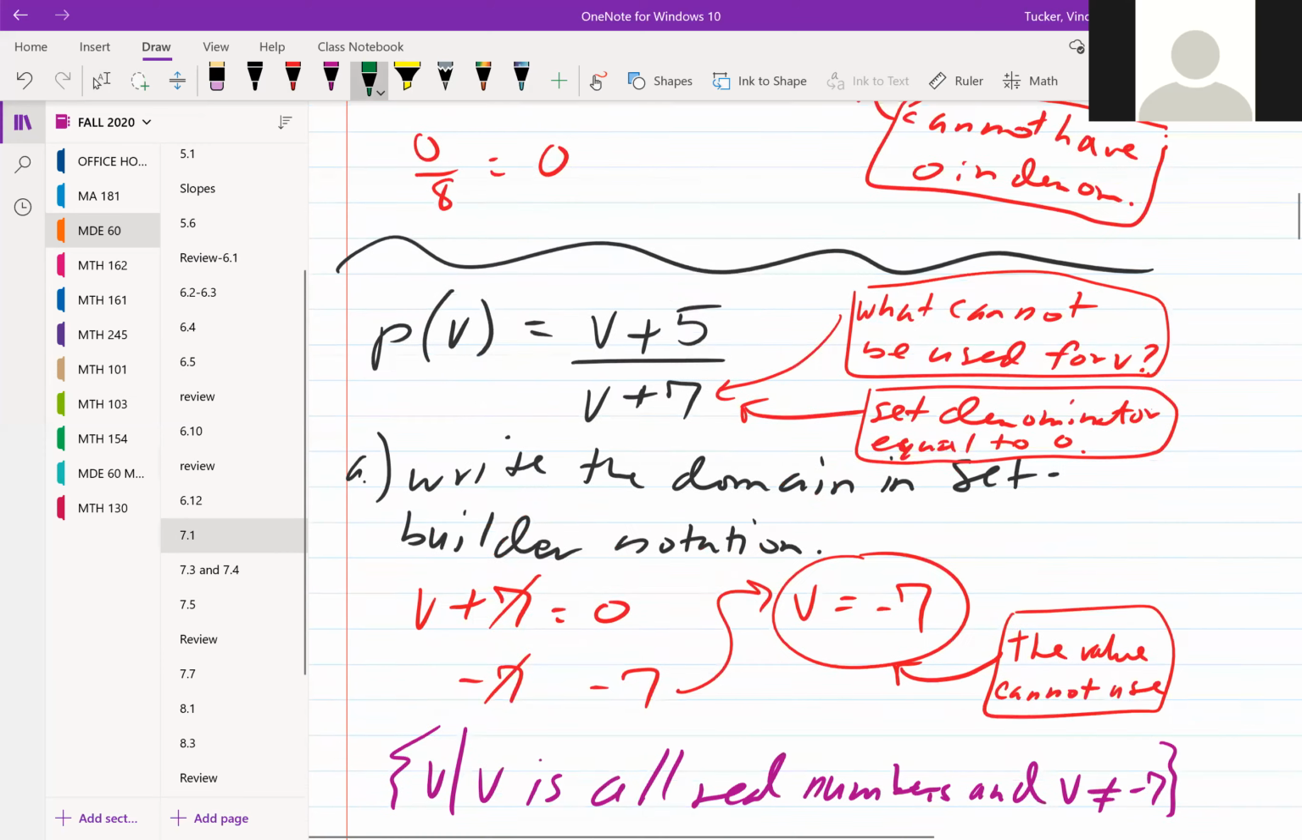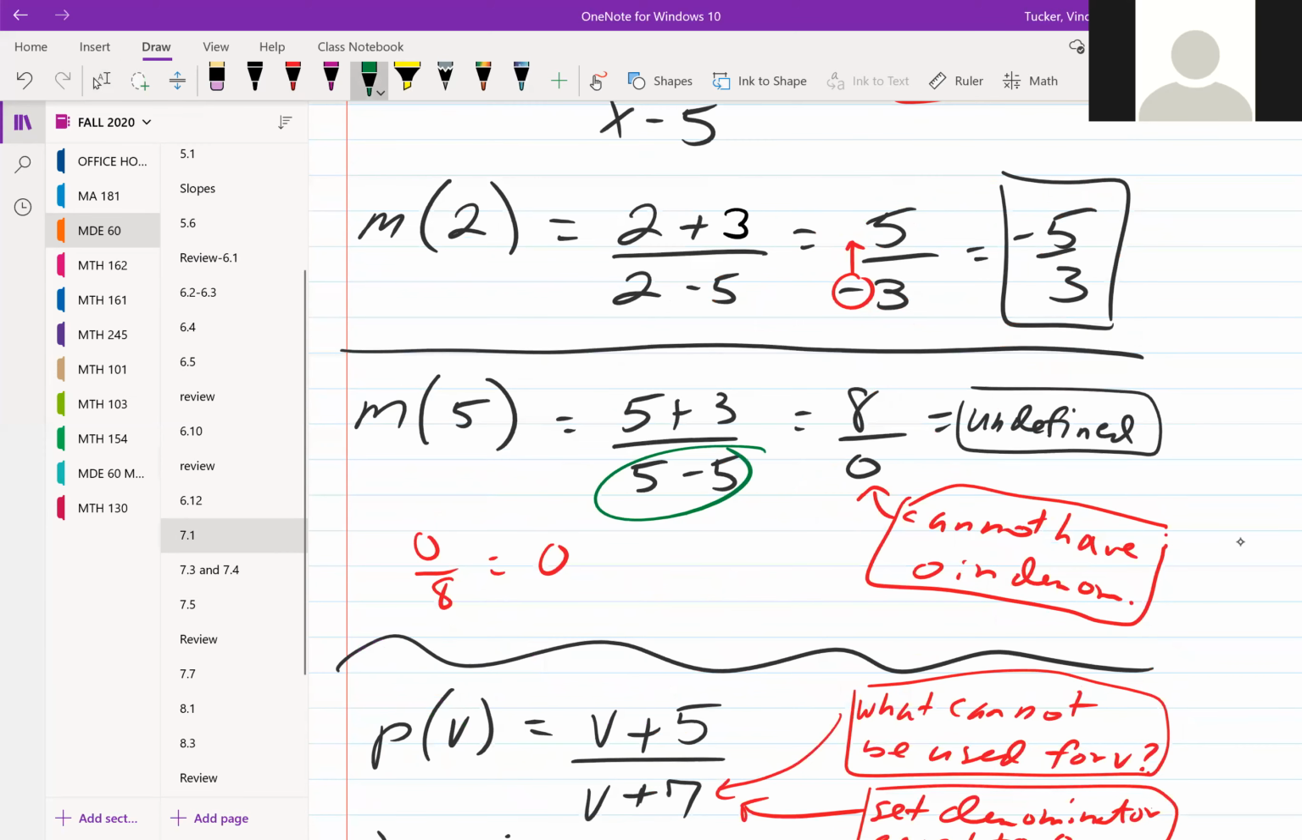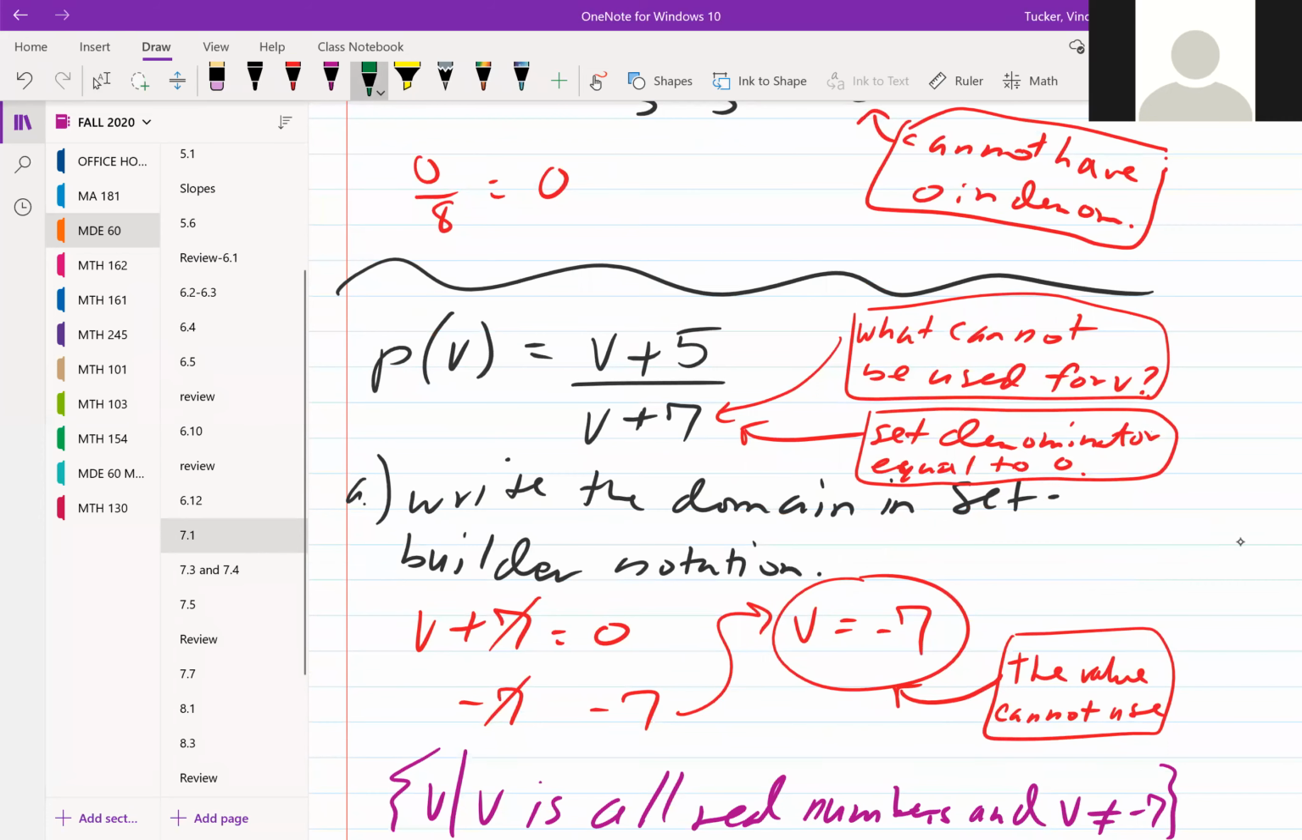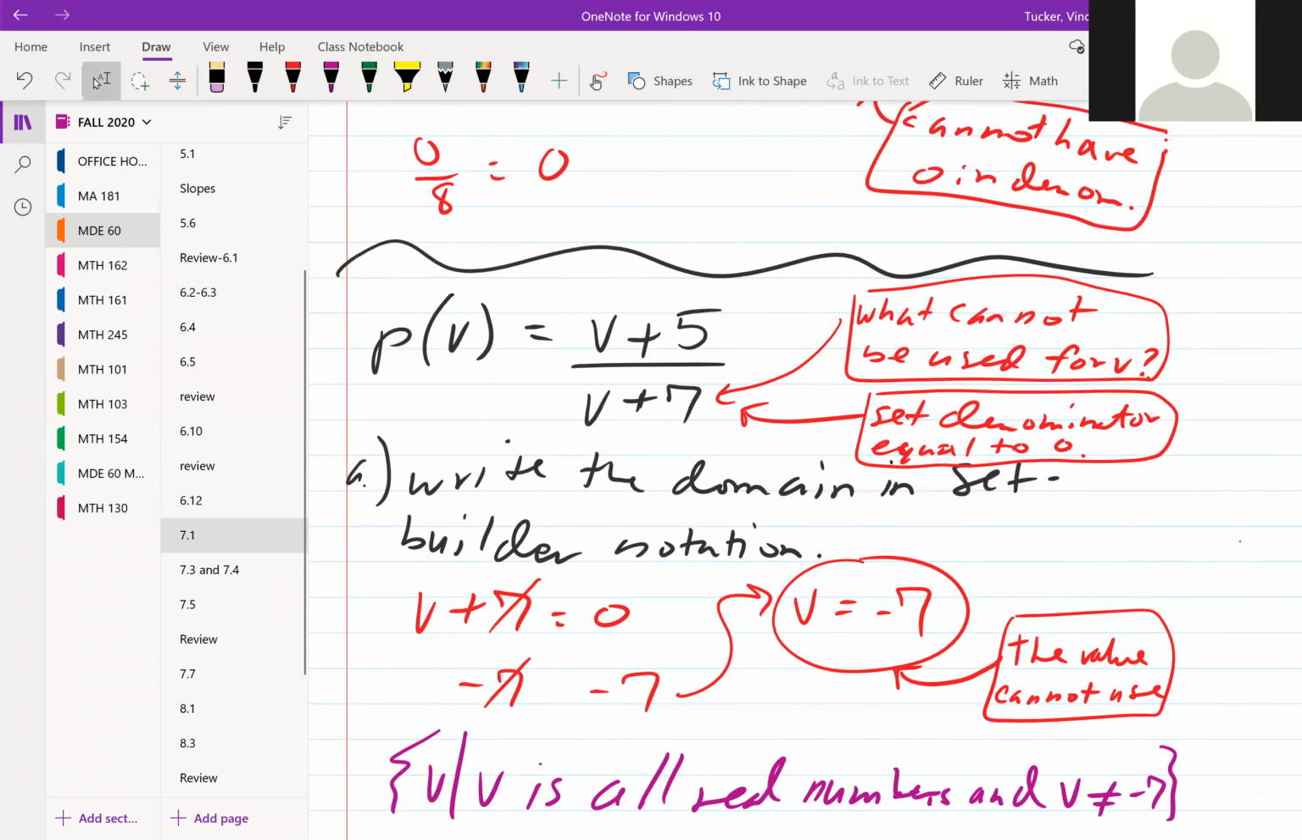Remember, we just saw that we plugged in 5 right here, and it gave us 0 in our denominator. Nothing else will give us 0 in our denominator but that 5, because 5 minus 5 gives you 0. So that means I can use everything else. So the same thing is here. I don't understand that, because 7 minus 7 is always 0. Is anything divided by itself 0?